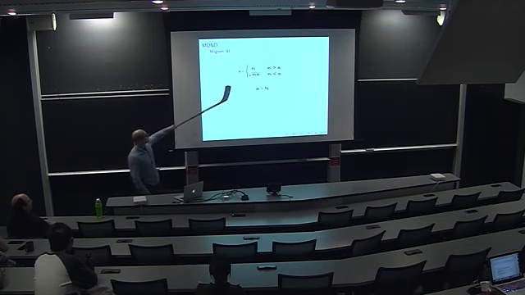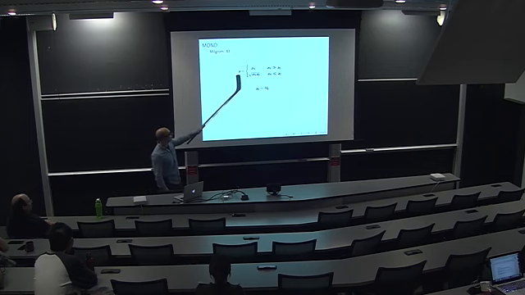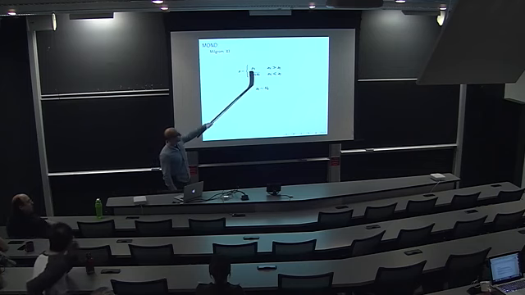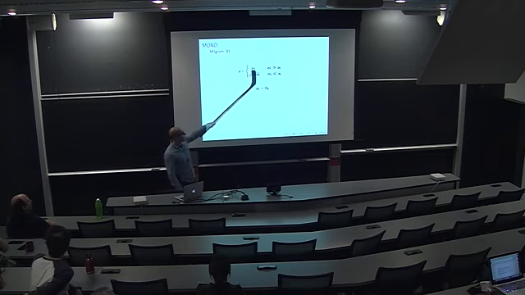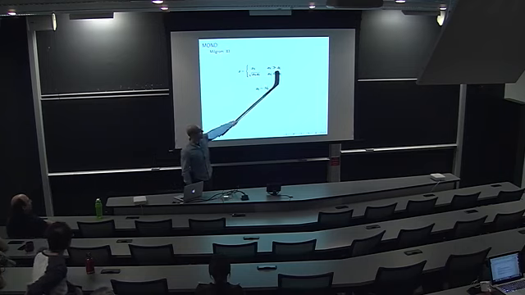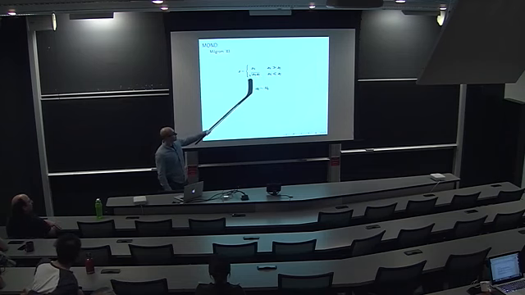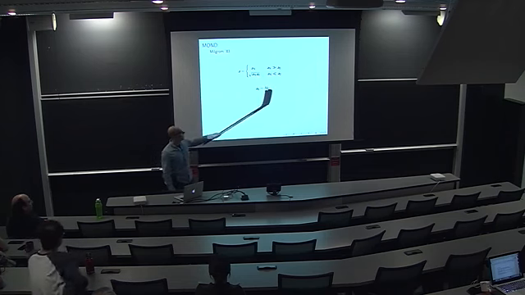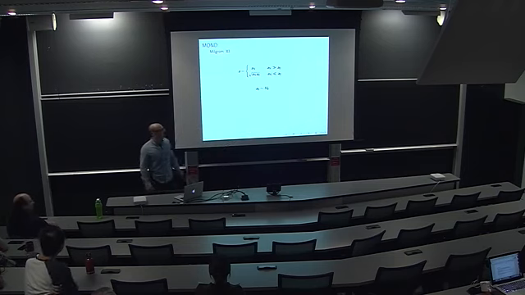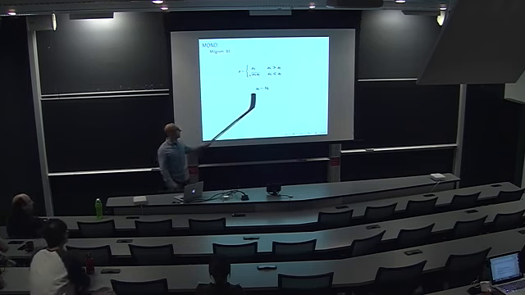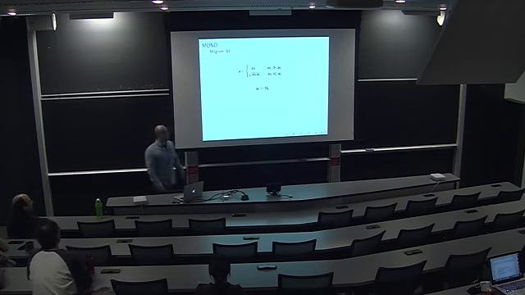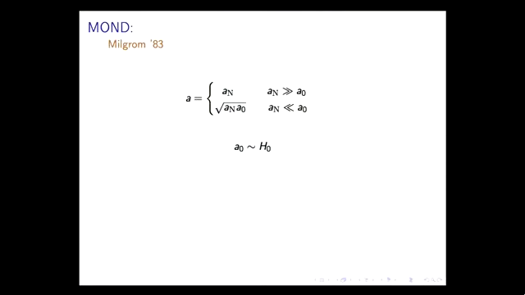He postulated that the acceleration of a probe particle is Newtonian, like the one we have in GR, for large accelerations. And it is modified for small accelerations in this way, where A0 is a parameter of the theory, and the best fit to observations corresponds to A0 of the order of the Hubble constant today.